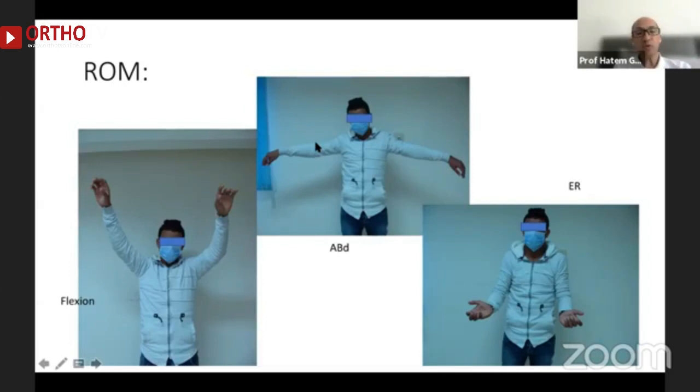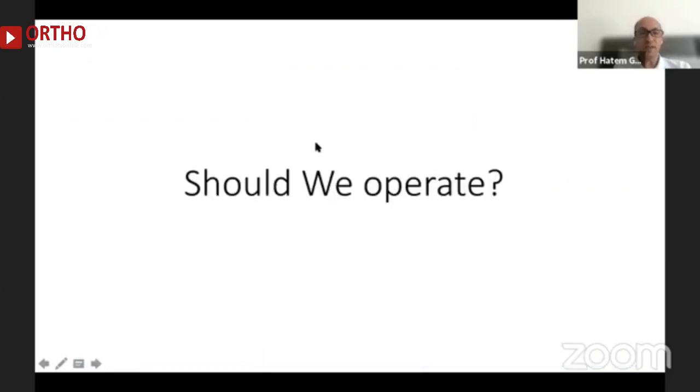So actually I decided to proceed with the left side. And I told them I want to see what the outcome is before we decide to do the other side, and you have to make this decision. So again, the big question is, should we operate or not?